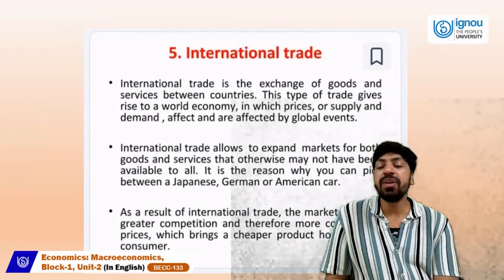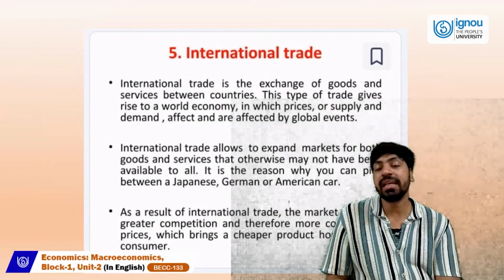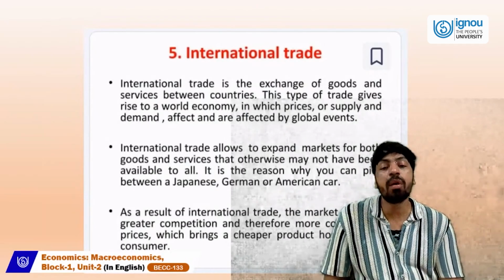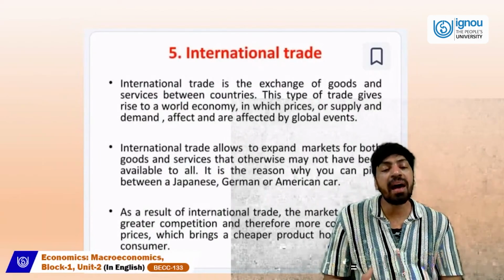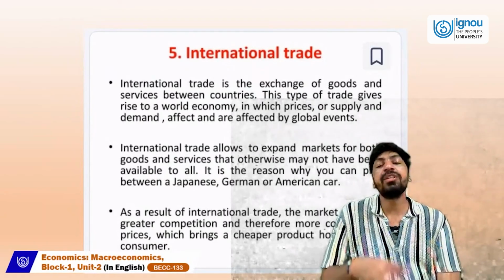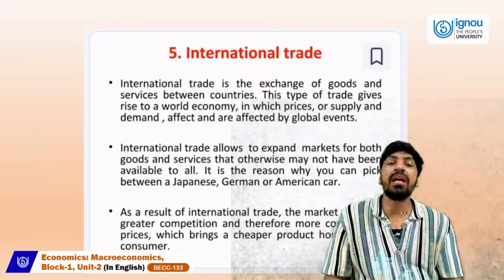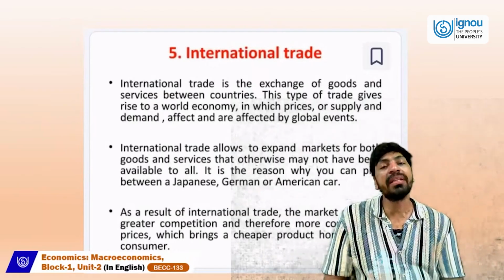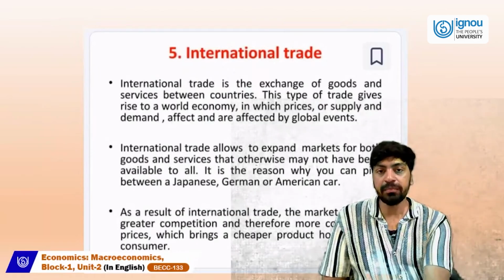Under international trade, the market contains increased, greater competition, and of course competitive prices, which definitely brings cheaper products in the home country for the consumers. And that is the ultimate advantage of international trade.